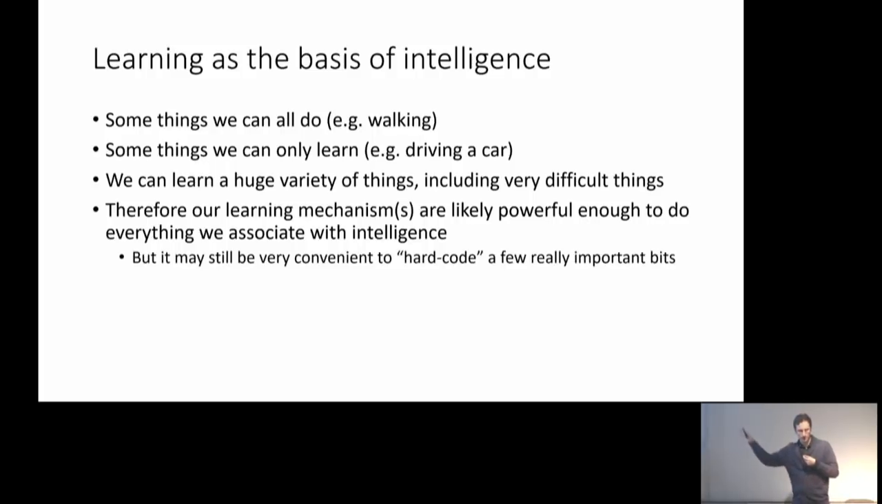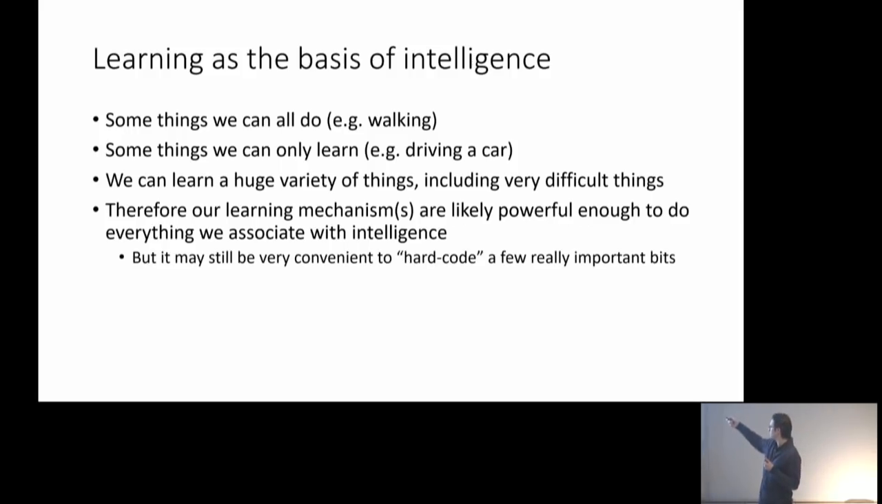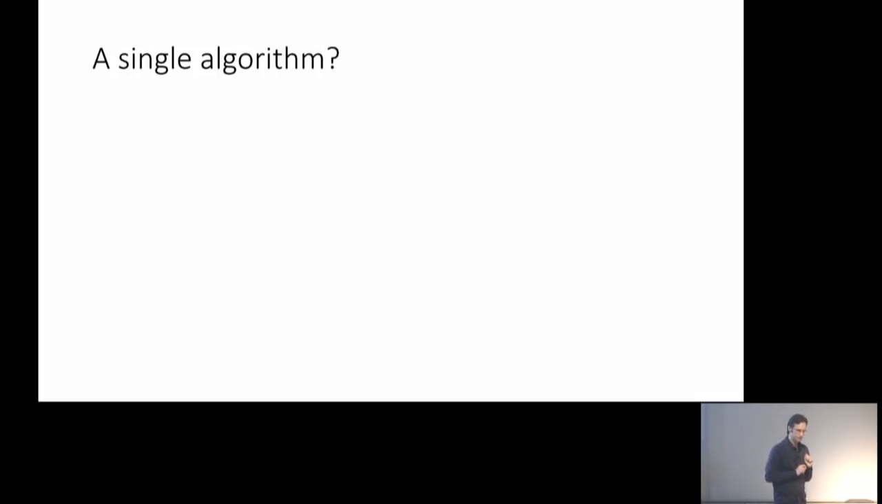It might still be very convenient to hard code a few really important bits, but if the basic functionality is powerful enough, maybe that's all we really need. So then maybe we don't have to worry about writing code to implement each of the little parts of our machine brain. Maybe we just need to implement the right kind of learning algorithm that can learn the parts of the machine brain. And maybe, just maybe, there is a single algorithm or a very small number of algorithms that are sufficient to accomplish this.